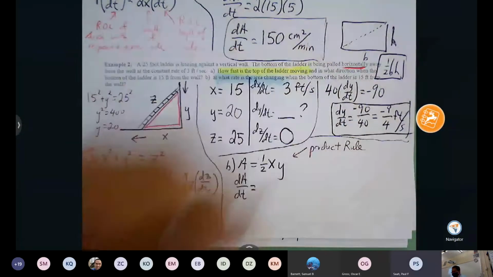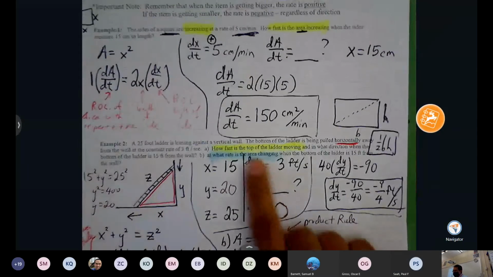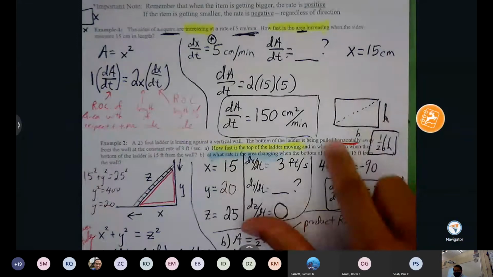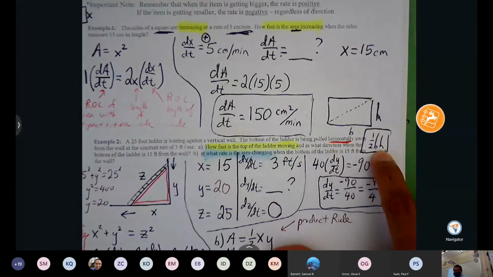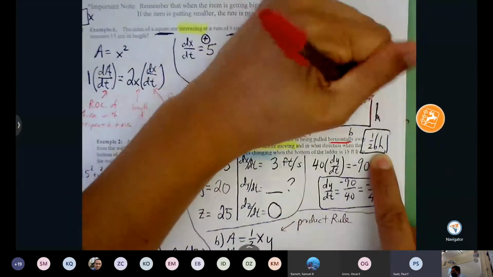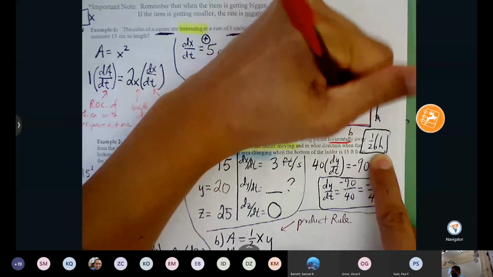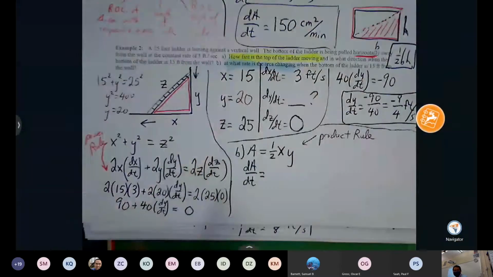Wait, Mr. Yang, how did you get the half xy though? Okay, so we know we're dealing with an area of a triangle. So I built that formula. The area of a triangle is 1/2 base times height. Because you know a rectangle is just base times height, so a triangle is just going to be half that. So 1/2 base times height. And then I just used x and y because those are the variables that we built our problem on.